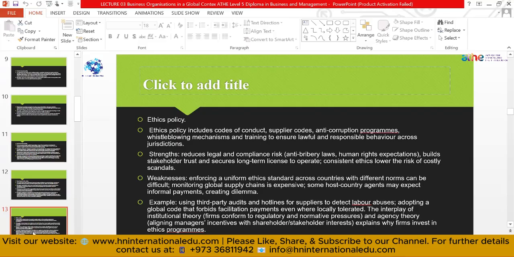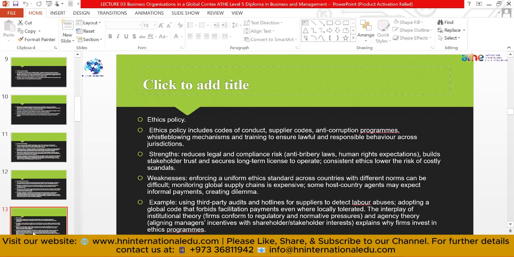Bad points, weaknesses: enforcing a uniform ethical standard across countries with different norms can be difficult. When you go into a pact with one country or another, and different countries even join together, what happens? You need to follow their rules and they need to follow your rules. Monitoring the global supply chain is expensive. Some host country agents expect informal payments, creating a dilemma.